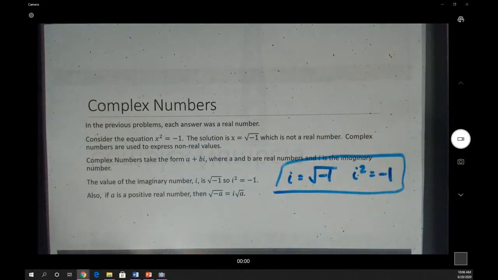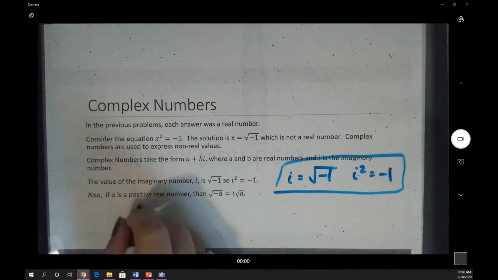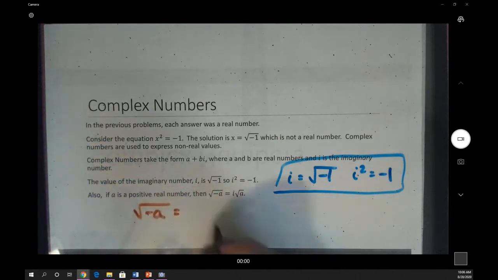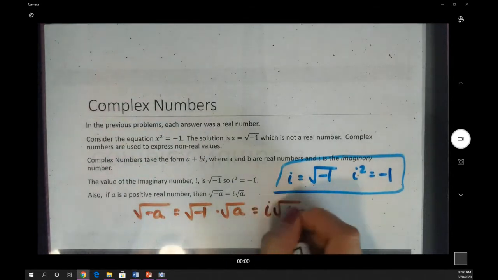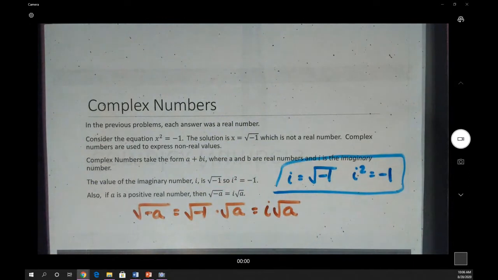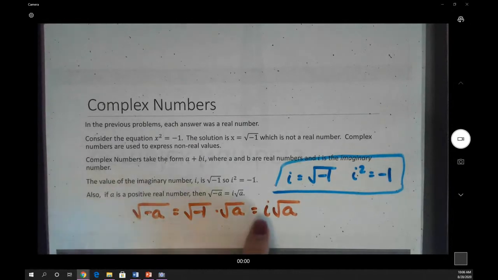One thing that falls out from this is if a is a positive real number, then the square root of -a is equal to i times the square root of a. The reason this occurs is because we can take the square root of -a and write it as the square root of -1 times the square root of a. But we just said that the square root of -1 is i. So we get i times the square root of a. What this means for us is that if we have a negative number under a square root, we can put an i in front of the square root, and that'll make the thing underneath the square root positive. So that'll be really helpful.